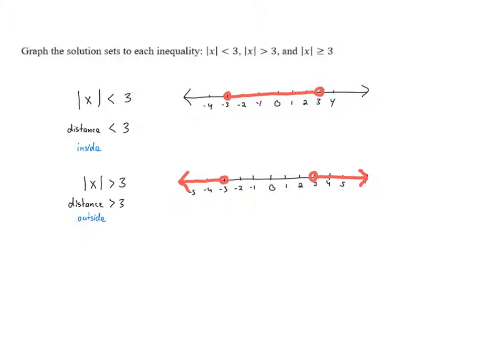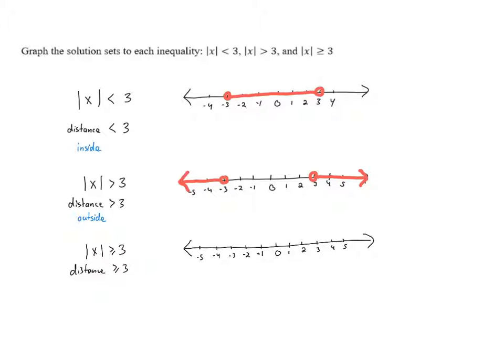Now, I want to look at the last example. The absolute value of x is greater than or equal to 3. In this case, the distance between x and 0 has to be greater than or equal to 3. And this is very similar to the last problem that we did, except there is one notable difference. In this problem, the distance is actually allowed to be 3. The absolute value is allowed to be 3.